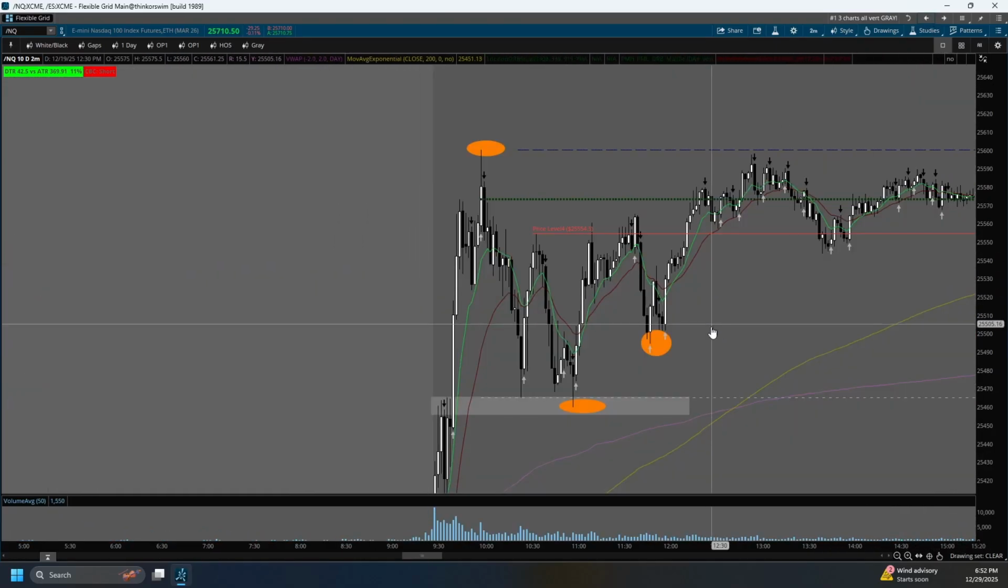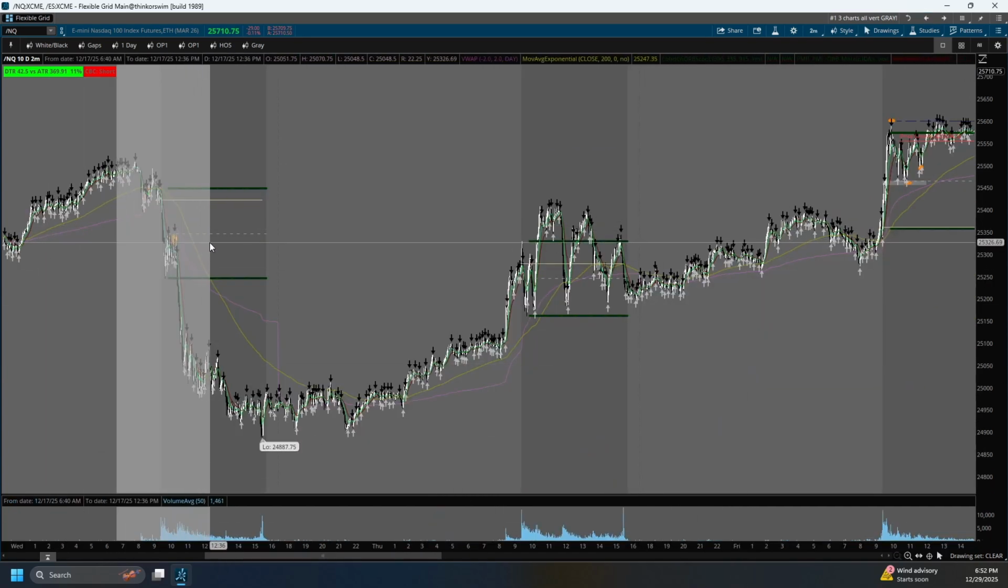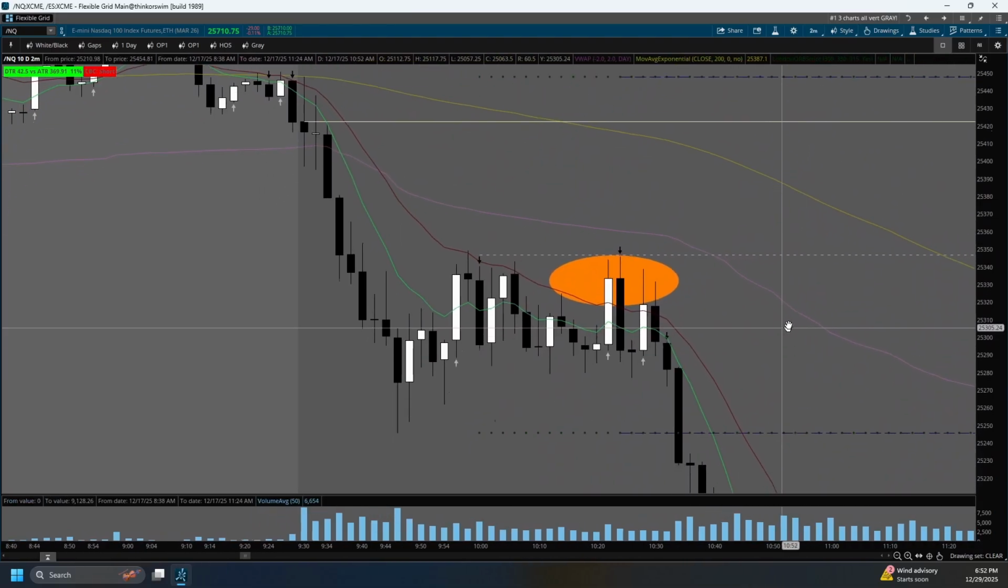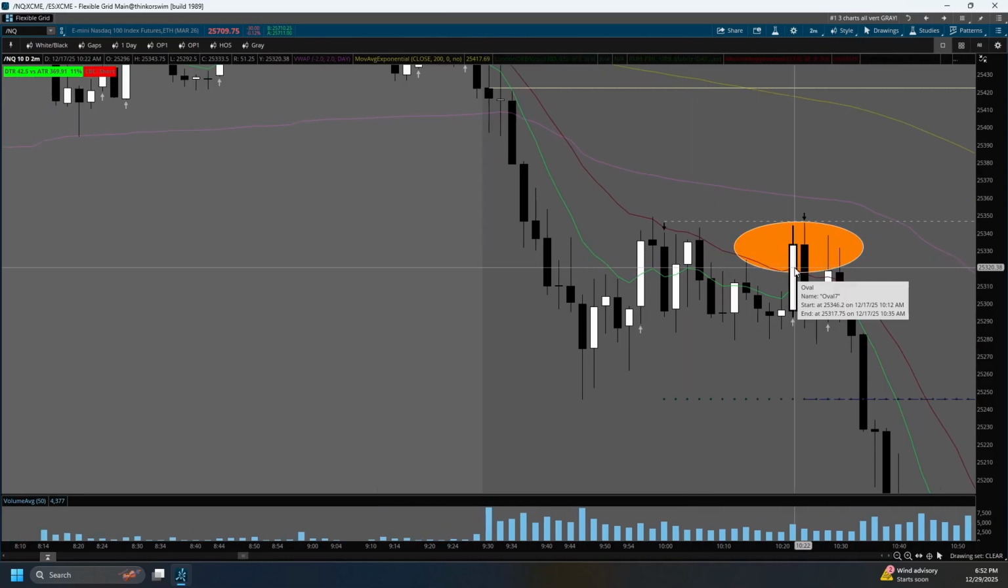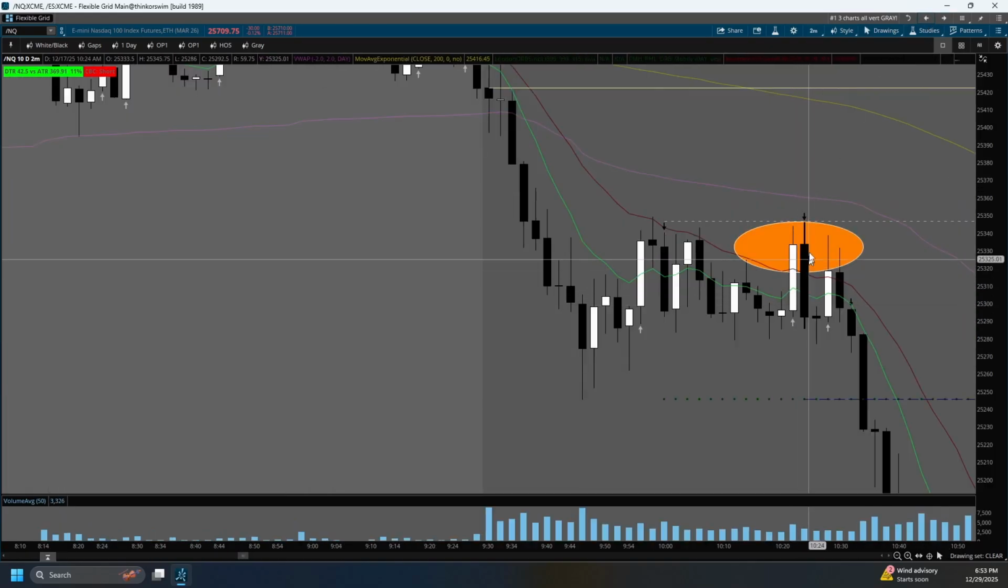Let's go to the 2-minute chart, find that. Yeah, right here. So here's that candle at 1022. Let me just make sure I got the right candle. 1020. Yep. So the first thing it does is move up and it flushes back down. Yep, 1022.